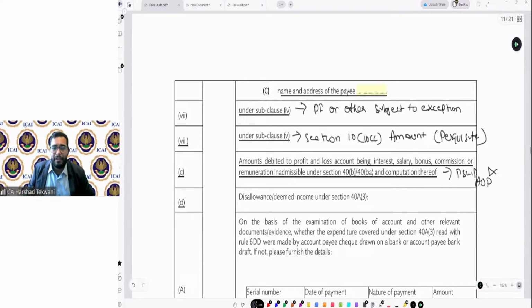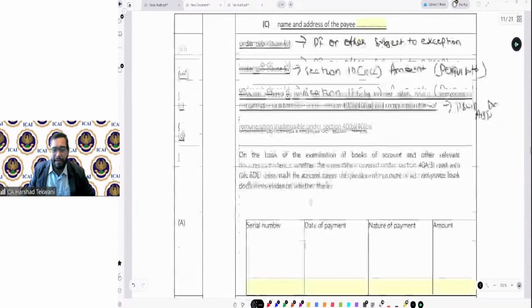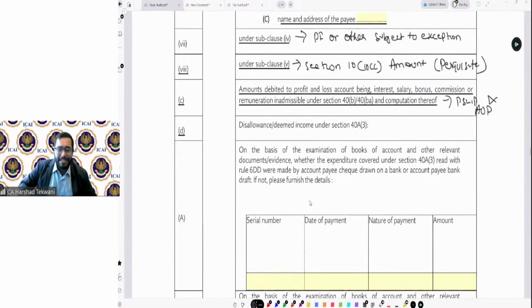Then we have a disallowance under section 40A(3). 40A(3) basically talks about wherein the assessee incurs any expenditure in respect of which the payment was made other than by way of account payee check, bank draft, or electronic system, exceeding 10,000 rupees. In that case, that will be disallowed. And if there is any amount which is disallowed, then that will be reported here. Payment in cash in excess of rupees 10,000.